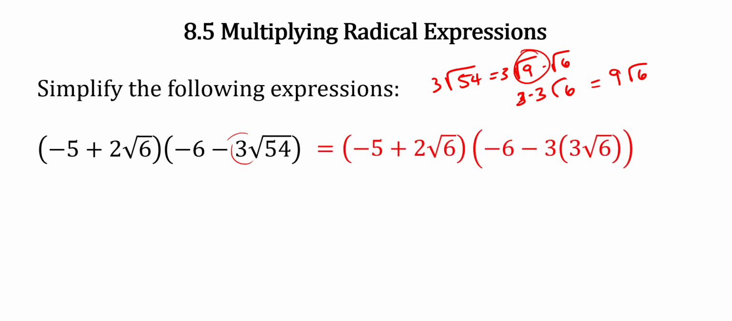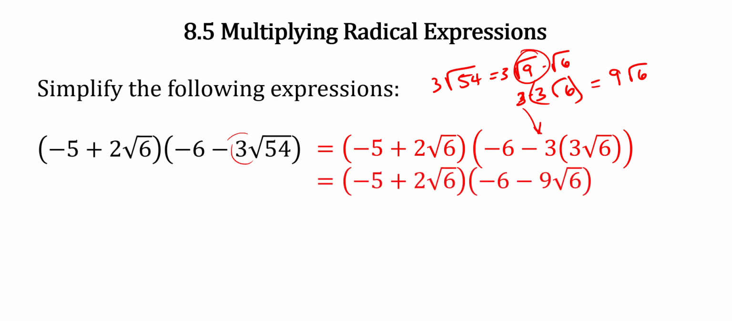It looks like we want the square root of 6. So here we're simplifying just this part, and the 3 comes down, and I get that. Now we've got to start multiplying together. Negative 5 times negative 6 is positive 30. Then we're going to have negative 5 times that should be 45.